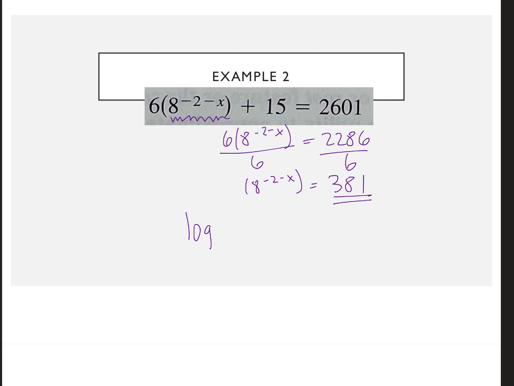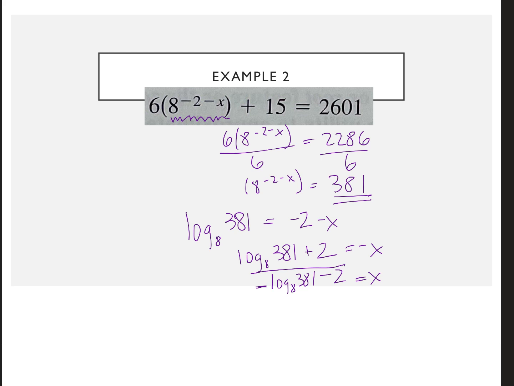So it's log base 8 of the answer equals the exponent. And again, I'm trying to get this x by itself, so I'm going to add 2 to both sides. And then if I multiply the whole thing by a negative, I should get what x is. So I'll have negative log base 8 of 381 minus 2, because you have to distribute. All right, this is considered to be calculator ready form. You're going to put that in your calculator and come up with a decimal.